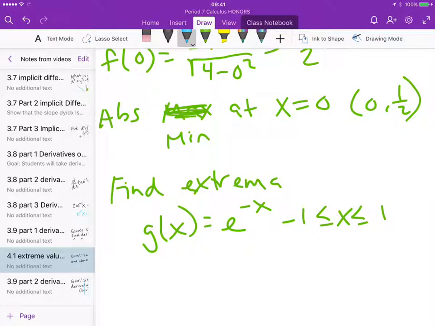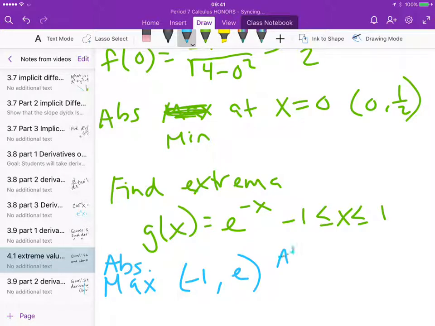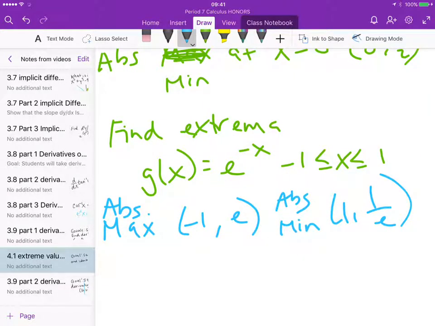And to check your answers, you're going to find an absolute max at the value of x equals -1, which is e. You're going to find an absolute min when x equals 1, and the value will be 1 over e. So at 1 and 1 over e for this particular example, okay? Give this one a shot, guys, on your own. Double check your answers, and on to the next one.